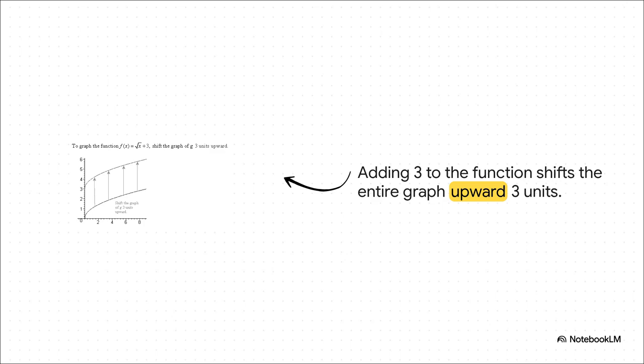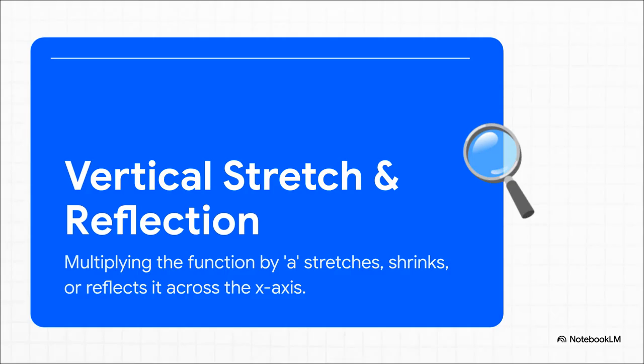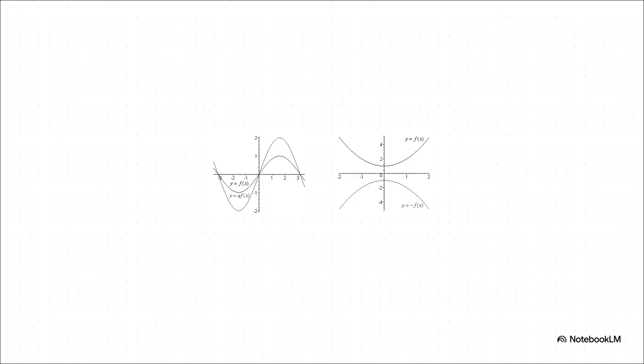See? Easy, right? Okay, so what happens if we multiply the outside of the function by some number? We'll call it a. Well, this number a is kind of like a volume knob for the graph. It controls the vertical stretch. And if a happens to be negative, it does something even more dramatic. Just look at the contrast right here.